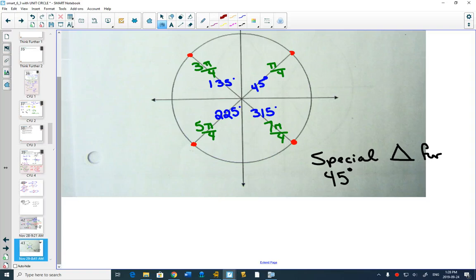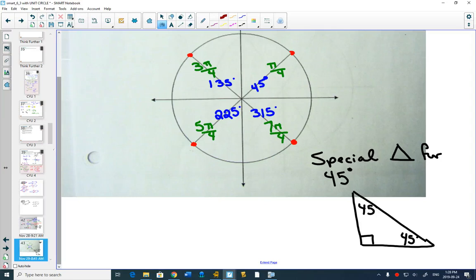So what we need is we need a right angle triangle with one angle being 45 degrees. What's the other angle going to be? We've got 90 here, 45 here. What's the top angle going to be? 45 as well. Why? Because it all has to add up to 180 degrees.